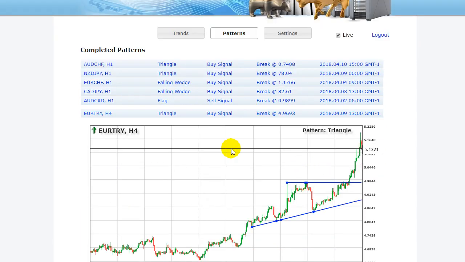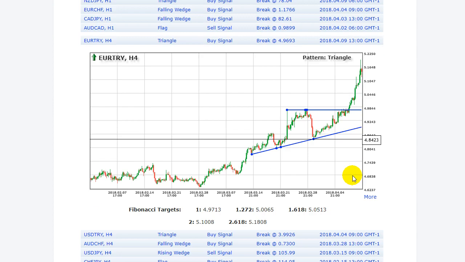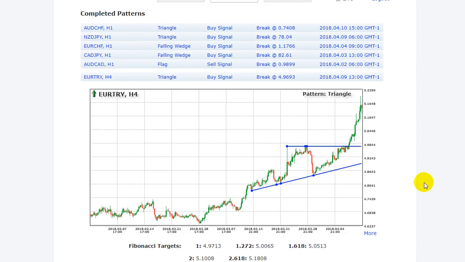Buy signal on the 9th, which is right here. Buy was at $4.96. Obviously, it went straight up. And the target was $5.19. Sorry, we got as high as $5.19. So we got all our targets here.